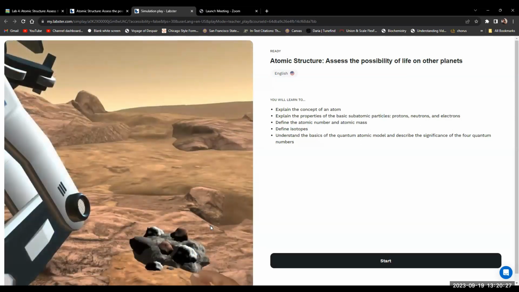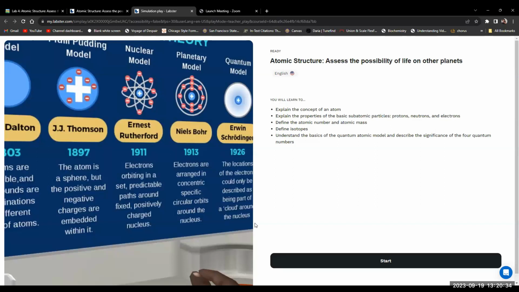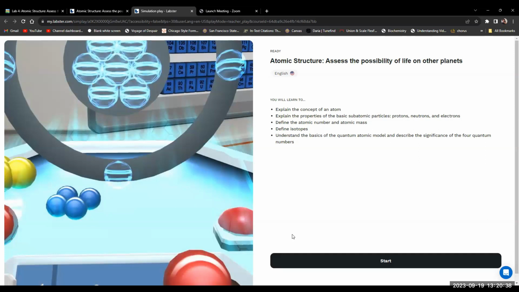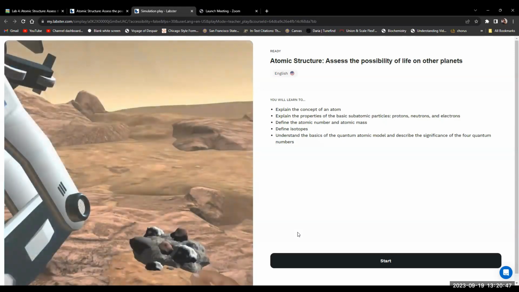Things we will learn: explaining the concept of an atom, the properties of the basic subatomic particles, protons, neutrons, and electrons, defining the atomic number and the atomic mass, defining what are isotopes, and understanding the basics of the quantum atomic model.